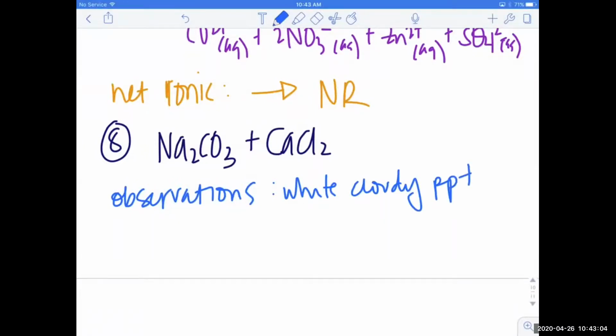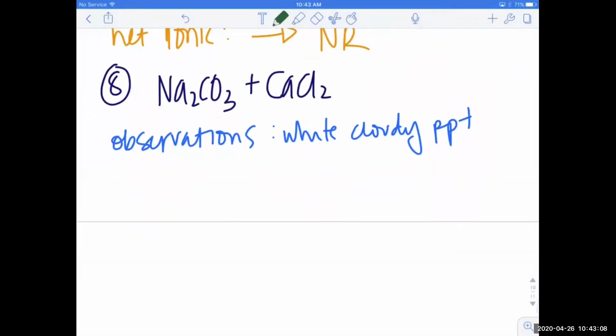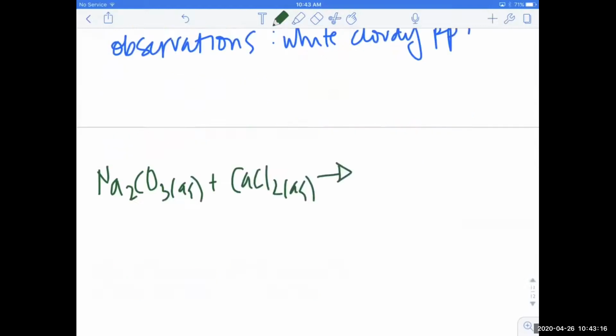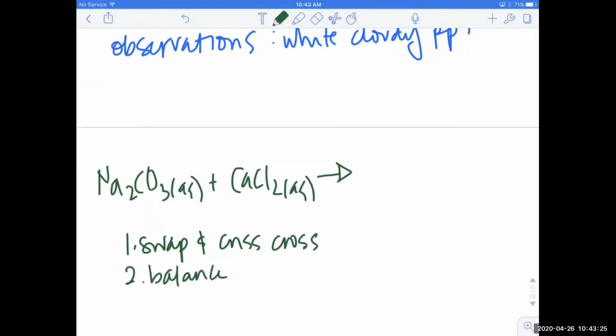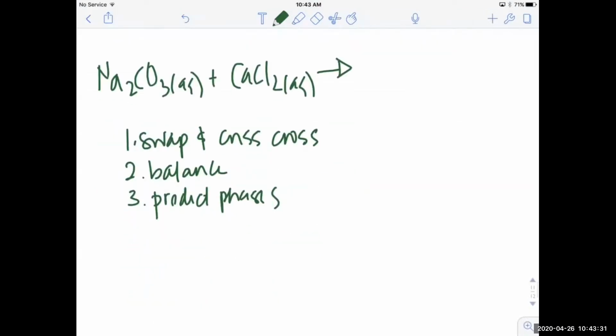So let's go ahead and write out our conventional. So this will be Na2CO3 aqueous plus CaCl2 aqueous. Step 1, we have to swap and crisscross, remember. Step 2, we have to balance. And step 3, we have to predict phases. I've been doing this all along, I just kind of want to remind everybody again.